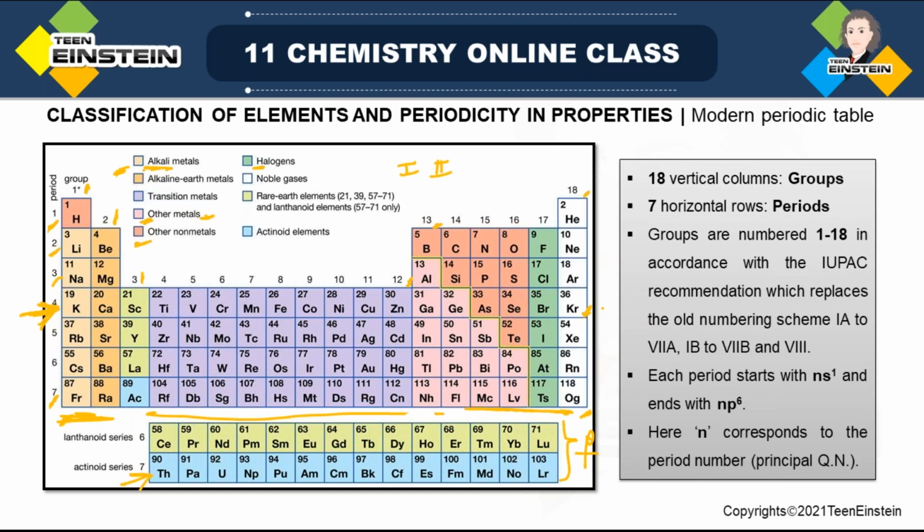Similarly, if you take the seventh period, francium should start from 7s1, and Og, the last element, is where the last electron should be in 7p. Fine. So here the n value is basically the principal quantum number.